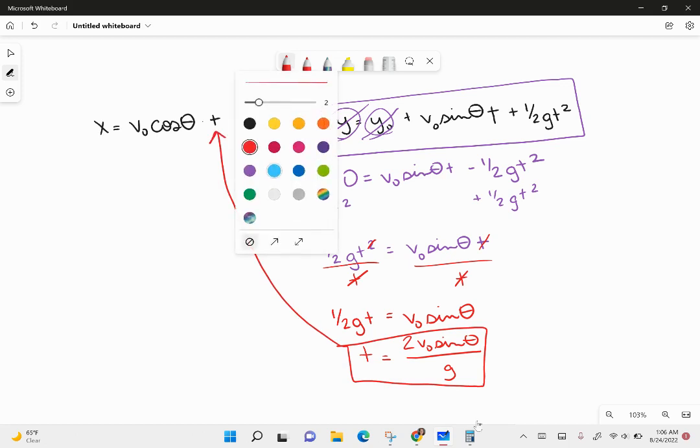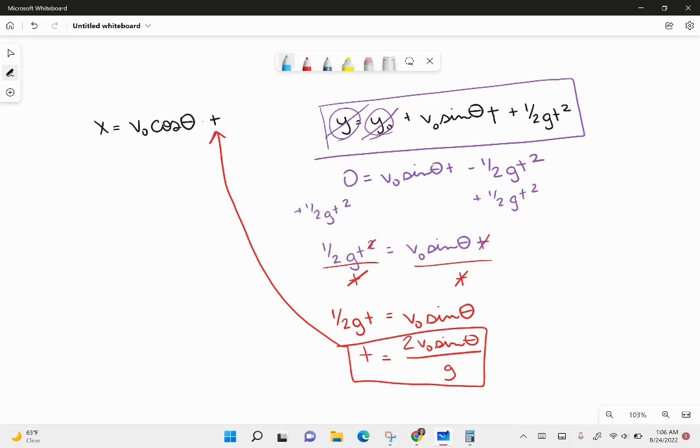So what that is going to look like is that x is equal to v naught cosine theta times 2 v naught sine theta divided by g. So we're going to combine our like terms. So we have v naught in both sides of this multiplication. So this is where we got the v naught squared we see in the final equation.